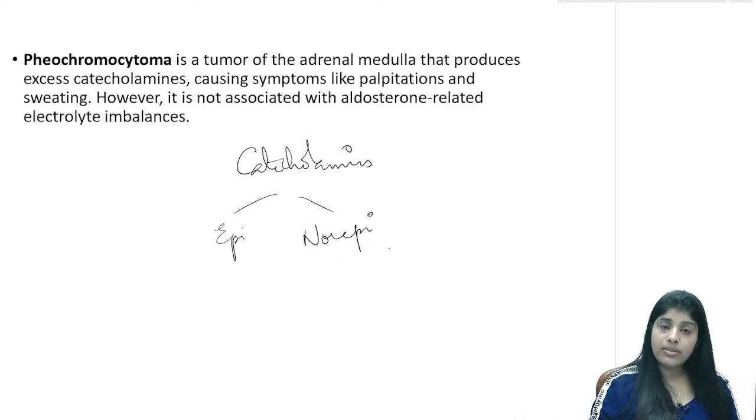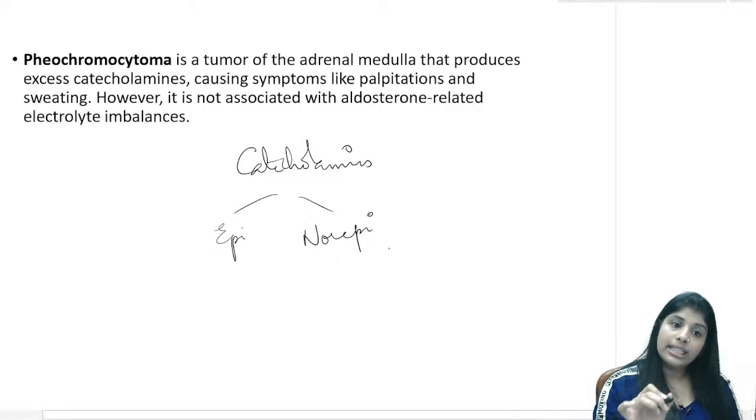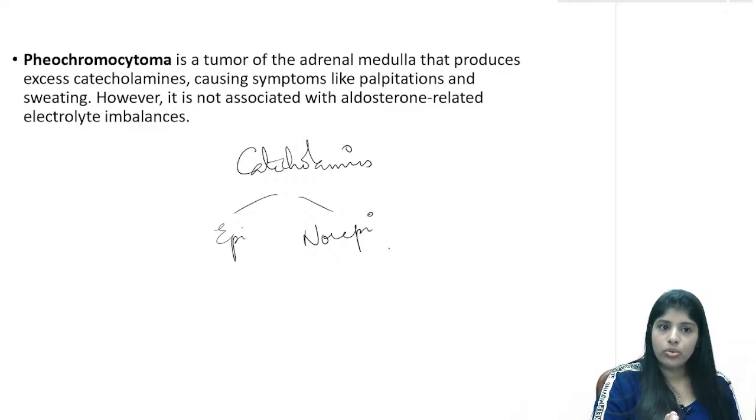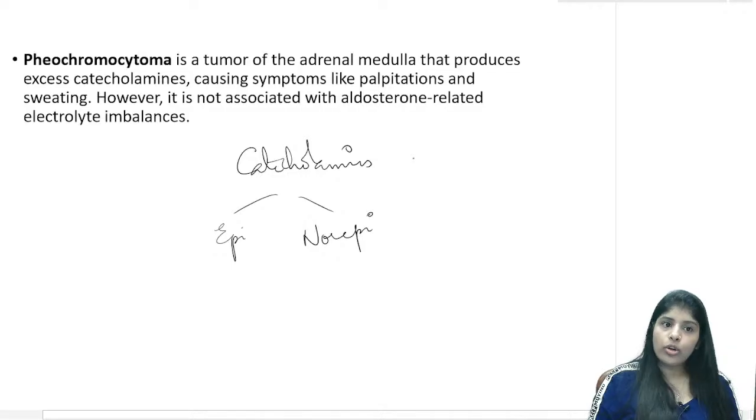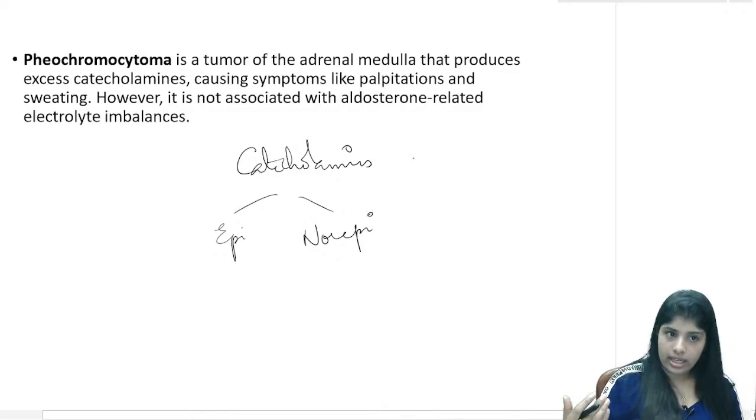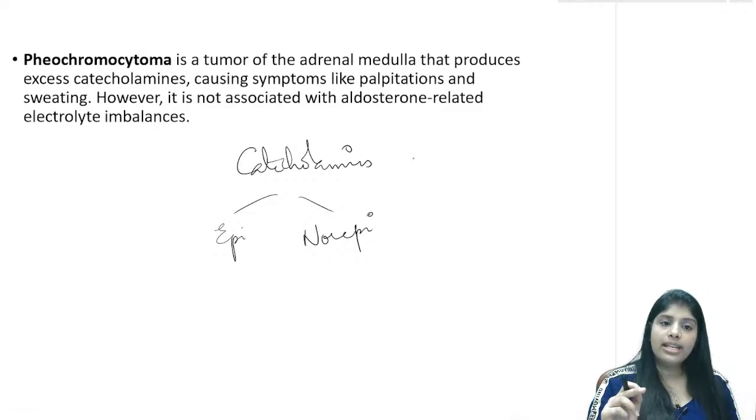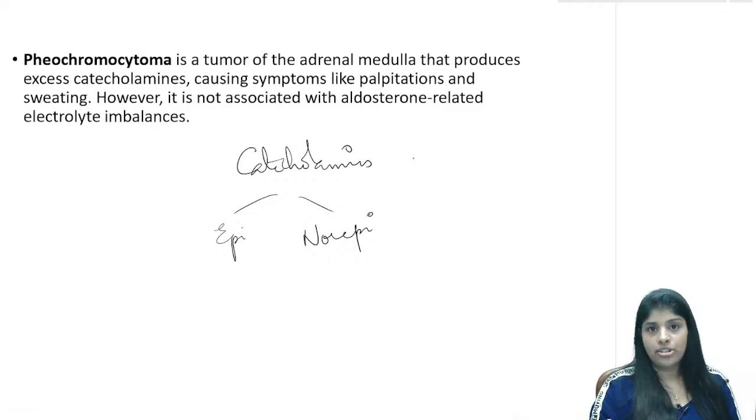So what happens when there is a tumor in this medulla? These catecholamines are going to increase. When these catecholamines increase, what happens? The BP is going to shoot, there's going to be excessive palpitation, excessive sweating, all these kinds of symptoms, right? So what is pheochromocytoma? There is a tumor in the adrenal medulla and there is excessive catecholamines causing symptoms like palpitation and sweating.